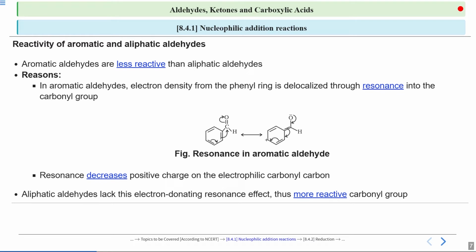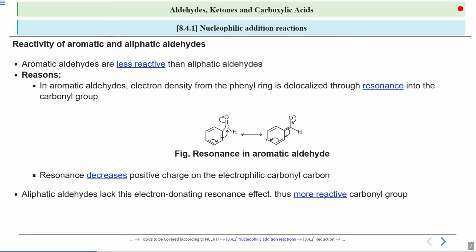So if I talk about aliphatic aldehydes, they don't have this resonance effect. So without the electron donating phenyl ring, the carbonyl carbon remains more positive and reactive in case of aliphatic aldehydes. And this increased reactivity in aliphatic aldehydes makes them more susceptible to nucleophilic addition reactions. Okay, I hope this is clear now.